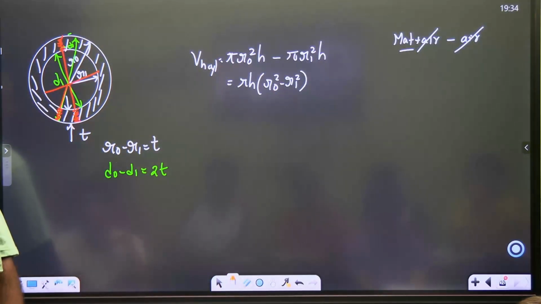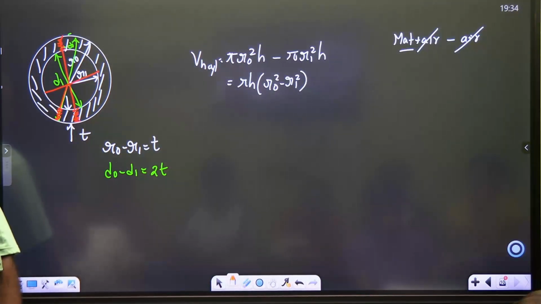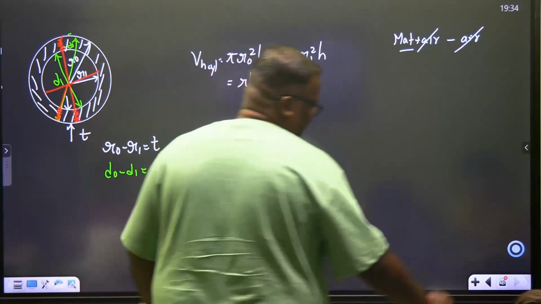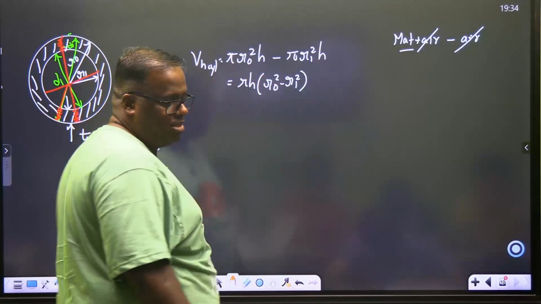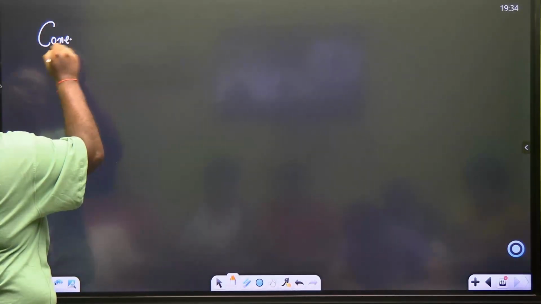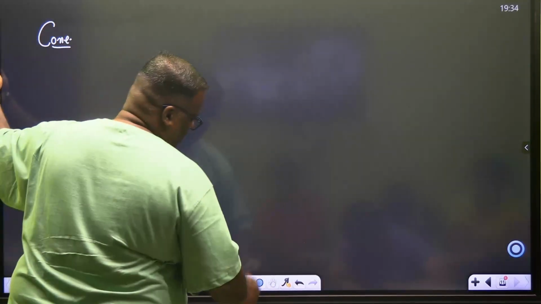So we're done with cylinders. Let's go to our next shape, the cone. Cone. Birthday cap. Any questions on cylinders? Okay. Our next job is the cone. Cone. So a cone will have a circular base.